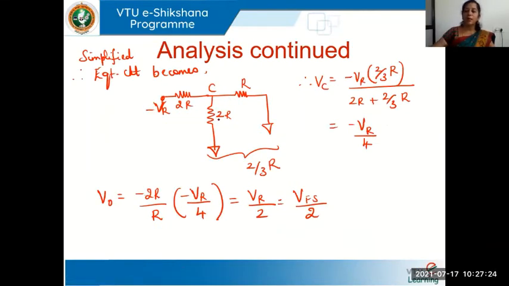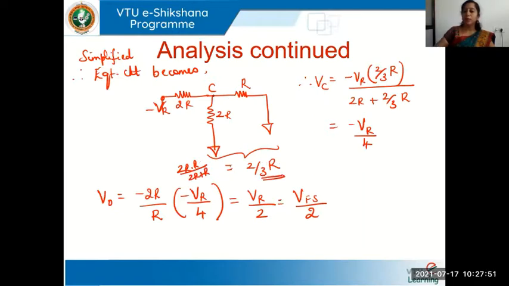Now, what is the parallel combination of these two resistors? It will be 2R into R divided by 3R. So that will be 2 by 3 times R. The parallel combination of 2R and R, it is nothing but you have 2R into R divided by 2R plus R, which will be 2 by 3 times R.